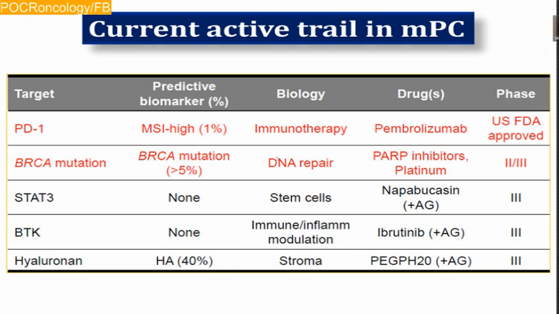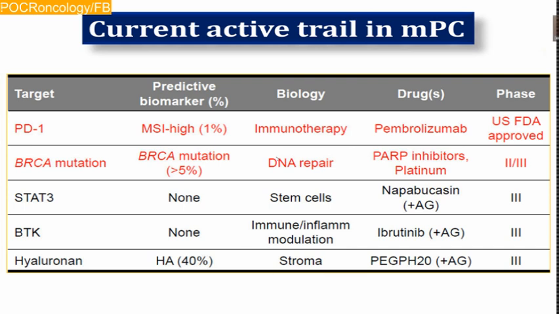PD-L1 testing, with high MSI, was only carried by 1%. So you should ask yourself, shall we do MSI testing for all patients with pancreatic cancer? I do believe I will not do it. Basically, pembrolizumab showed some activity in those who have MSI, and the trial was not only for pancreatic cancer, it did include colon cancer, lung cancer, and all the cancers that we know, and it's only 1%.